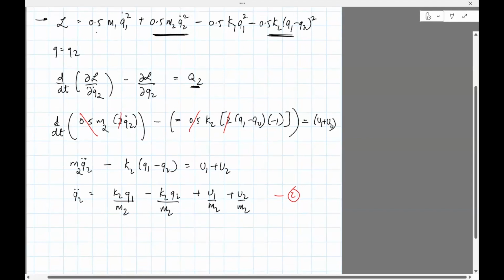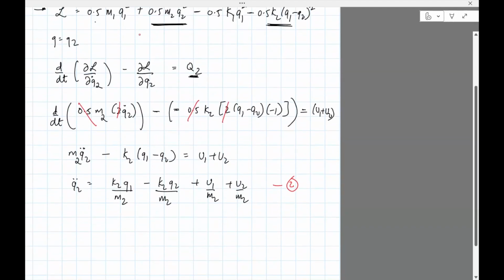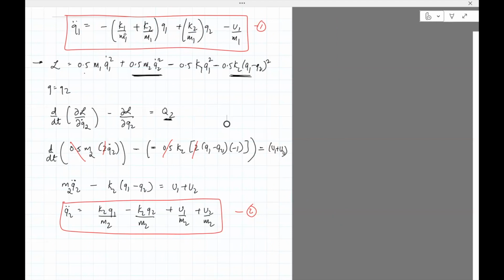Yeah, so those are the two equations. Let me box them. This is equation 1. This is equation 2. Okay, so let's put this in state space form. This is something which we have done in the past.